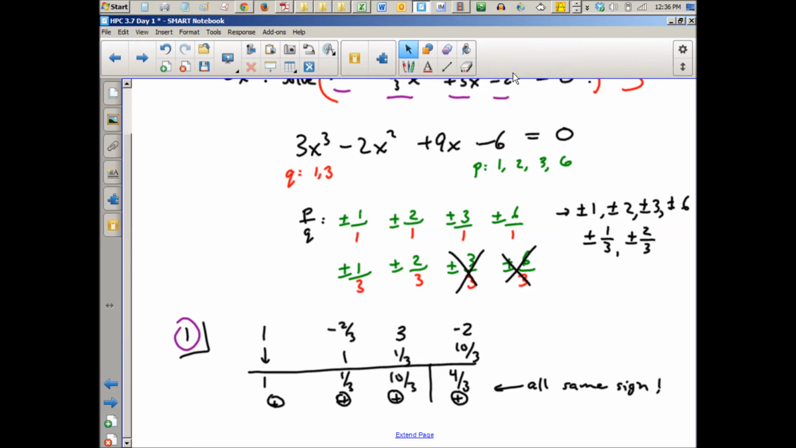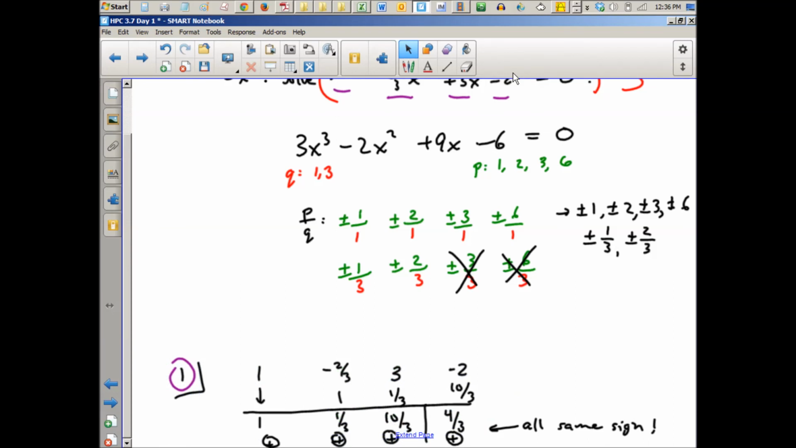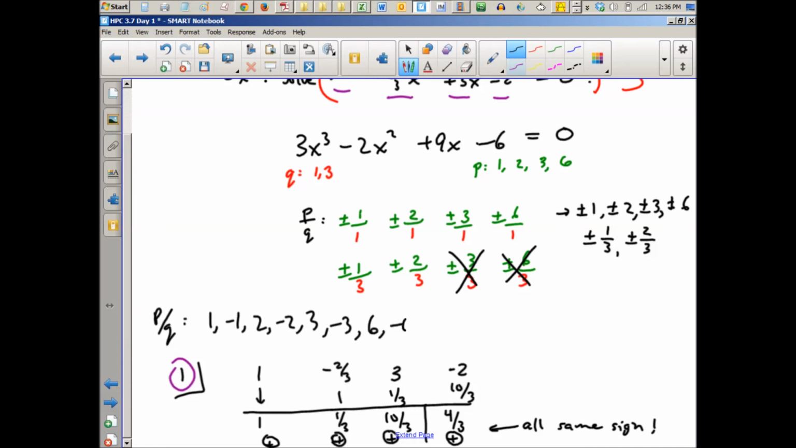So let me just summarize that by saying, in our list of possible P over Q's that we created, we had these options. I'll just write them here. We have 1 and negative 1 and 2 and negative 2 and 3 and negative 3 and 6 and negative 6, right?